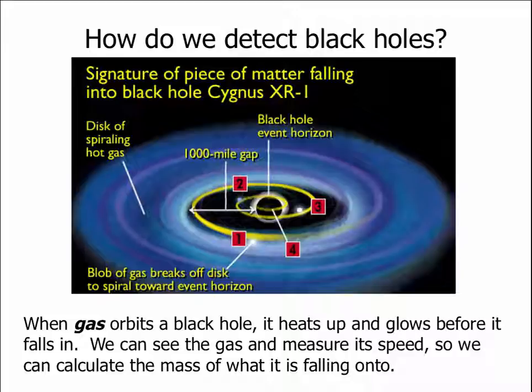So this gas that's orbiting Cygnus X-1 and other black holes, it will heat up, it will glow. We can see the gas. We can use the Doppler shift to measure the speed of the gas. And because we can measure the speed of the gas, we know how fast it's spiraling, how long it takes to go around. This lets us measure the strength of gravity, so we can measure the mass of what it's falling onto. And we can learn quite a bit about a black hole, even though once stuff falls into the black hole itself, it vanishes. This is how we detect black holes. This is how we've been able to prove that they exist.